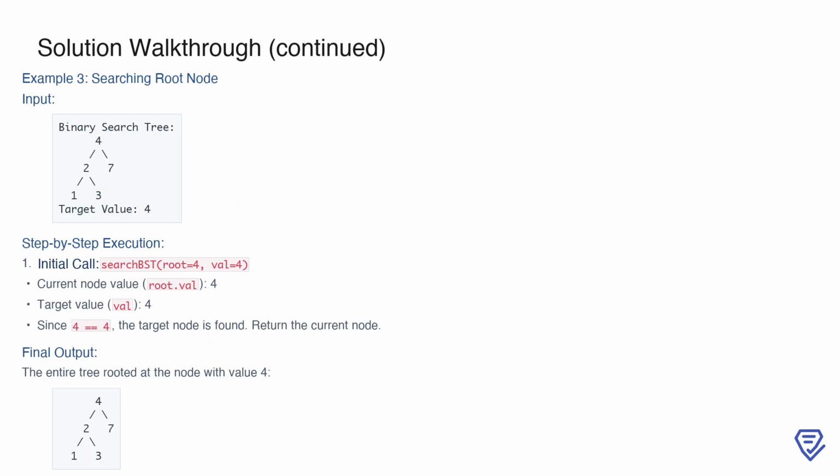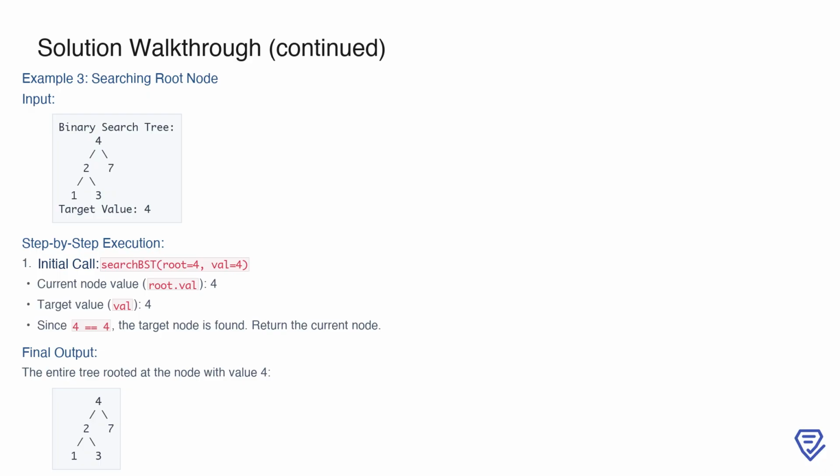Now let's consider a third example where we are searching for the root node itself. The input binary search tree remains the same, and the target value is 4, which matches the value of the root node. The algorithm starts by calling the function with the root node, and since the current node value is equal to the target value, the algorithm immediately identifies the target node. No further recursion is needed.